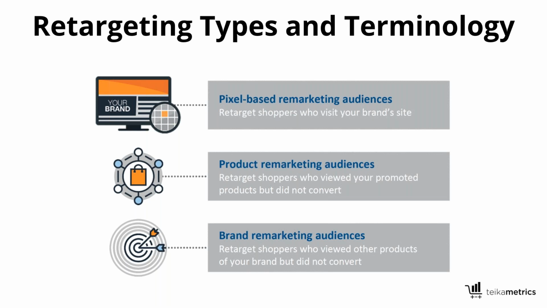Getting into different retargeting types and terminology, again, there are a lot of different strategies we can deploy here, but the basics are pixel-based remarketing audiences. We're able to retarget shoppers who visit your brand site. This is really important, right? Because again, this is the cream of your crop. These are people that have actually gone to your D2C website and not just found you on Amazon, maybe through a non-brand term. They're really invested and interested in your brand. So we're able to pixel your website and bring that into DSP retargeting.